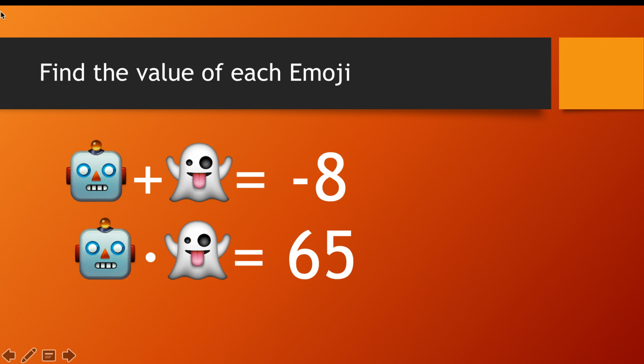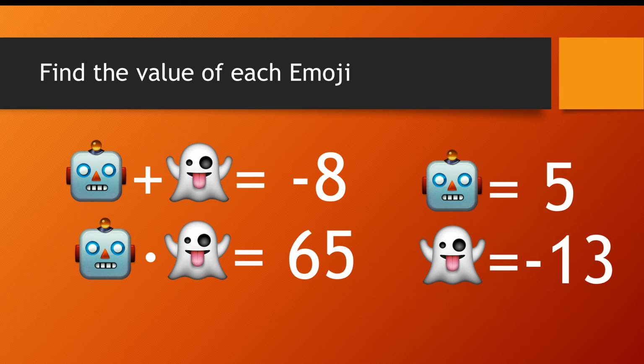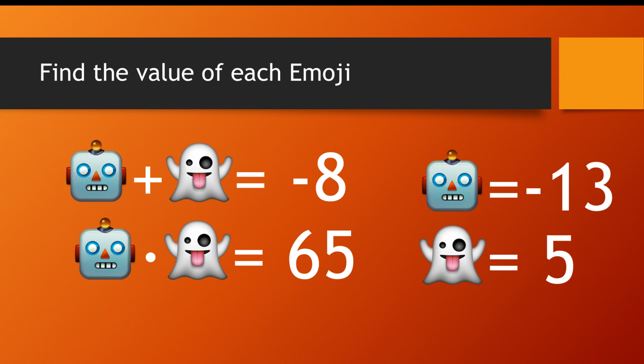Well, 65 ends in 5. How about 5 times 13? Well, 5 and 13 are 8 apart. So now we just have to decide, is it going to be 5 plus -13 or -5 plus 13? And since it ends up as a -8, we know that the negative has to have the greater force, so it's going to be -13 and 5 for our answer. And again, we could switch this around. The robot could be 5 and the ghost could be -13, or the robot could be -13 and the ghost could be 5. So keep these puzzles in mind for later in the video when we get to factoring quadratics.